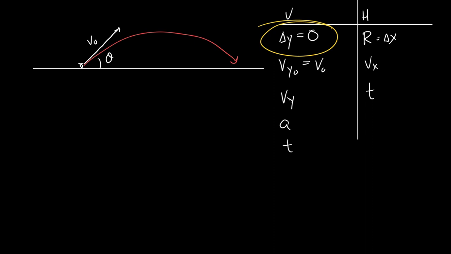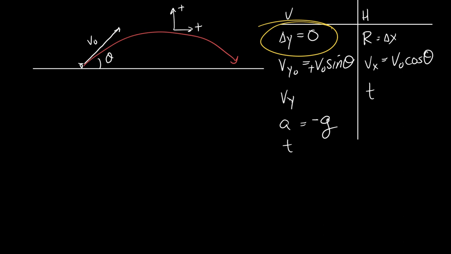Vy naught is v naught sine theta. That's a generic answer. And the acceleration is g. I'm going to set upwards to be positive and to the right to be positive. That'll make me have to put a negative sign here and a positive sign there. At the same time, the object has a horizontal velocity of v naught cosine theta. That is the generic value for the horizontal velocity. So I have all generic representation. I have no numbers. We all good with that?